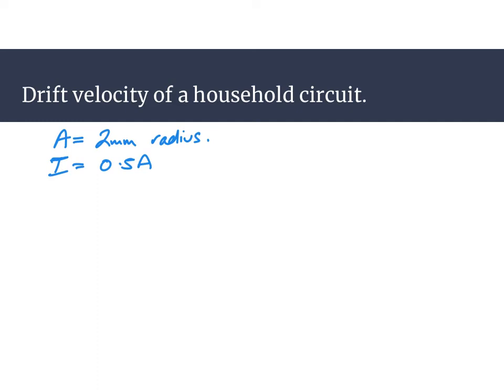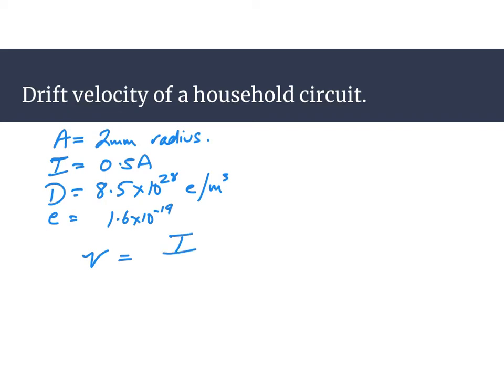The charge density for copper, if you look this up on the internet, is 8.5 times 10 to the 28 electrons per meter cubed. The next piece of information we would need, looking back at our formula, is of course the elementary charge, which is 1.6 times 10 to the negative 19. And so the drift velocity is going to equal the current divided by A D E.